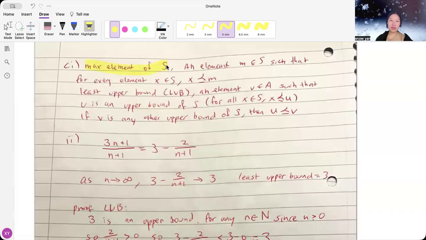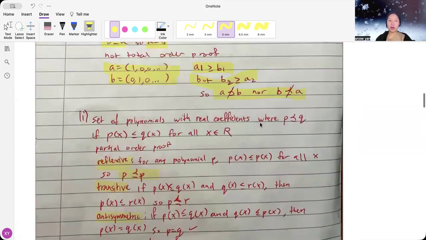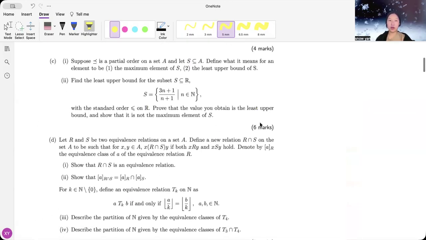So the maximum of S basically means that there is an element M in S, such that for every element X in S, X precedes M. And for the least upper bound, it means that there is an element, let's call it U, in A, such that U is an upper bound of S. So basically for all X in S, X precedes U. And if V is any other upper bound of S, then U is smaller than V. So basically the idea is that it's the least one, and it's an upper bound. So when you're proving it, you need to have both the least and the upper bound.